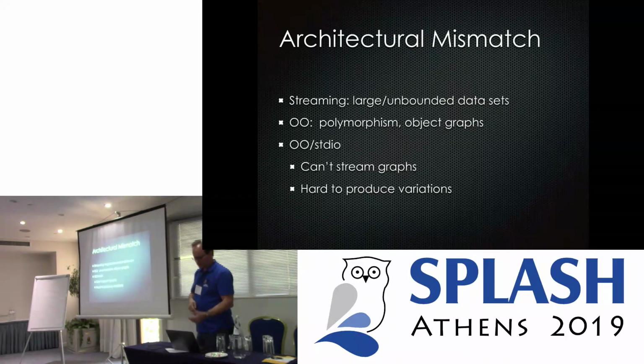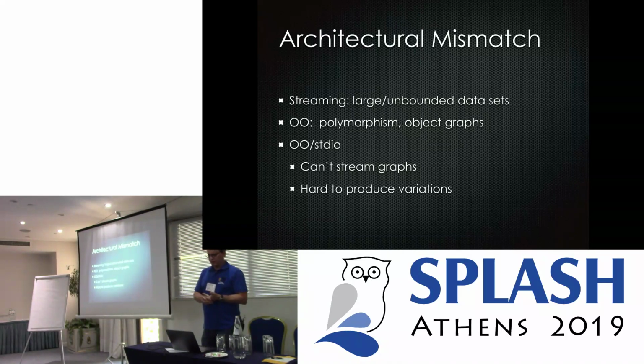And again, that's a mismatch, right? Because in streaming, we want to be able to deal with large, unbounded data sets, and we can. And in object orientation, we have polymorphism, and we want to deal with object graphs. But when we put them together, they don't work well together. We can't stream these graphs, and it's hard to produce variations.